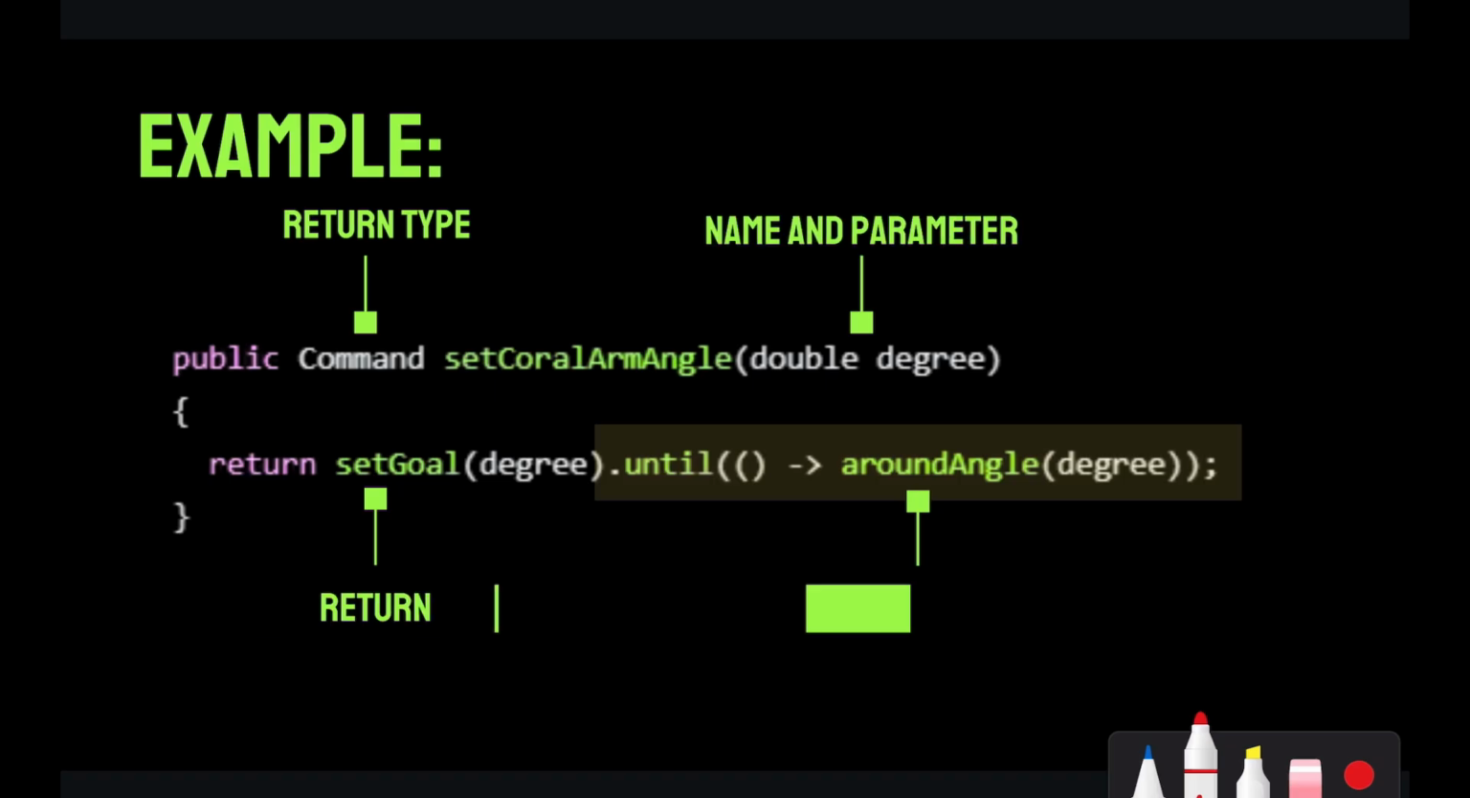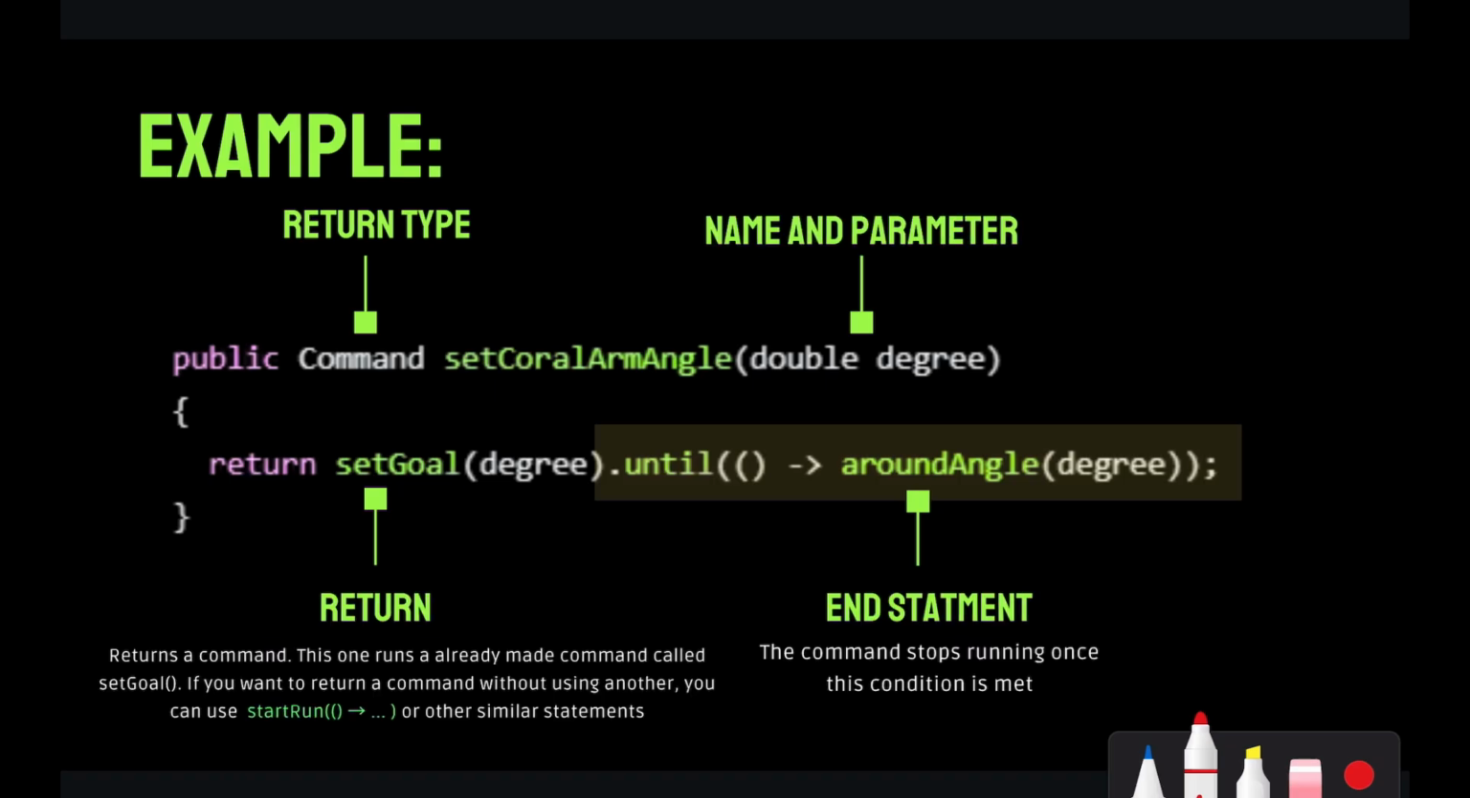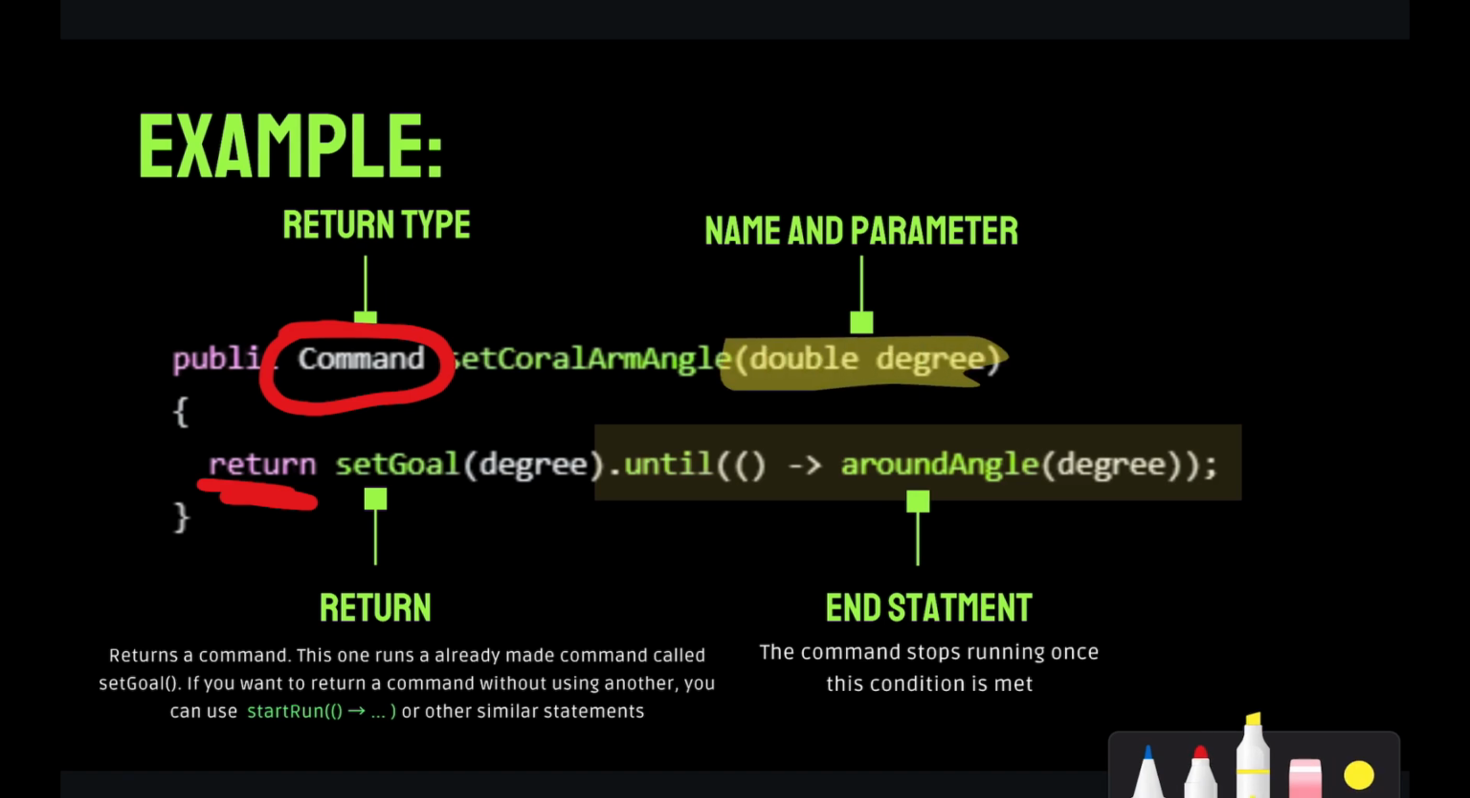So how does this look? I have an example here of a pretty basic command. It's a set angle command. I have my return type, which is a command. If you don't know how methods work, you have to specify the return type, and then that returns the exact same thing. So I have a command here, and then I have the name of it, which is called set arm angle, and then we have our parameter. We're going to input degrees into this. And then in here, we're going to return another command. This command is called set goal.